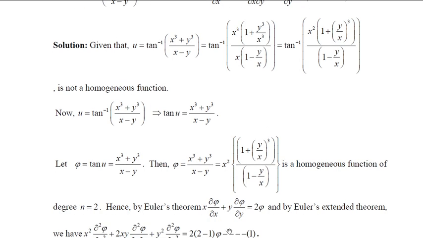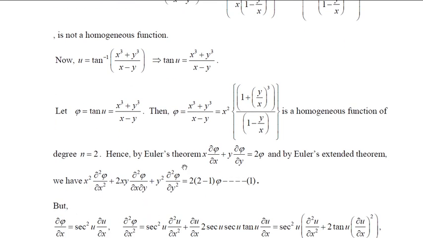But by Euler's theorem, because it is a homogeneous function, we can apply Euler's theorem for phi also. x square into ∂²φ/∂x² plus 2xy into ∂²φ/∂x∂y plus y square into ∂²φ/∂y² equals 2 into 2 minus 1 into phi. That is n into n minus 1 into phi.